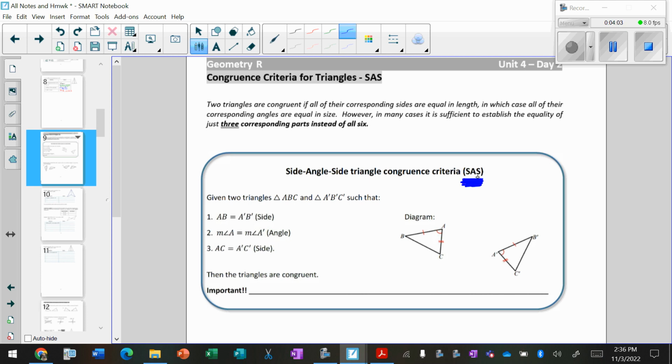Side angle side congruence. Side angle side means if you have one side of one triangle congruent to its corresponding side, the angle in between, and a second side congruent to the other triangle, that is enough information to say that all the rest of the pieces of information are also congruent, so the triangles are congruent themselves. So if you have side angle side, those 3 pieces in that order, congruent between 2 different triangles, all the other pieces fall into shape.